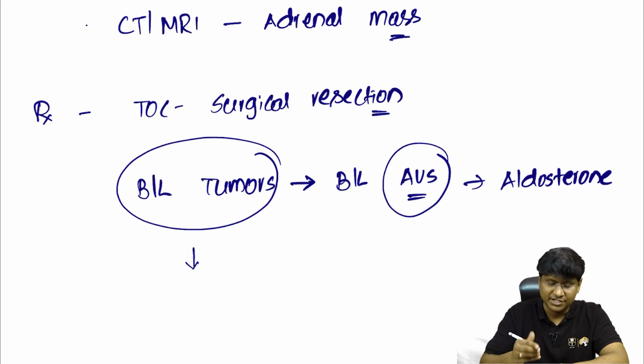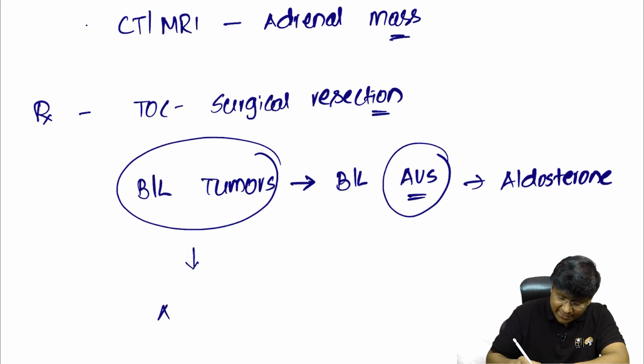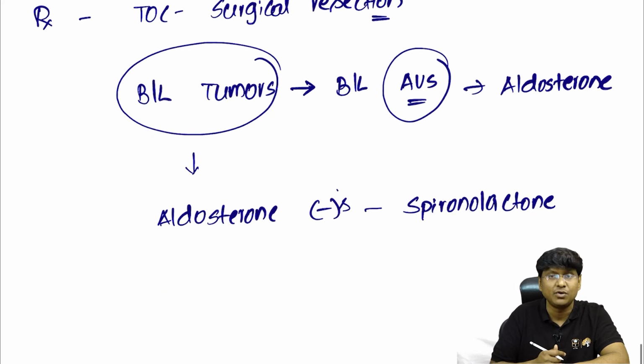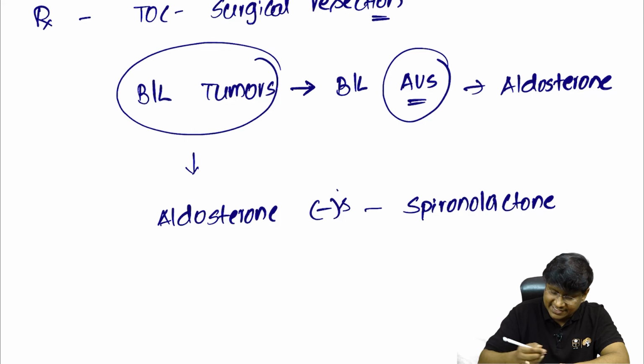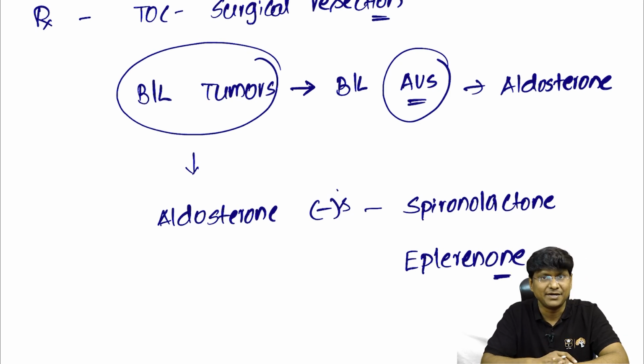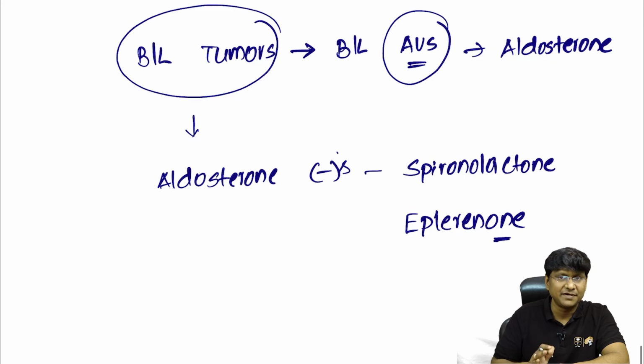Then in such a case, what do you need to do? You need to give aldosterone antagonists, right? And what are the examples of aldosterone antagonists? That includes spironolactone. But the problem with spironolactone is that it can cause a very important adverse effect, that is painful or tender gynecomastia. So in such a case, what do you need to give? The alternative aldosterone antagonist, that includes eplerenone, right? So that is about the treatment for Conn syndrome.